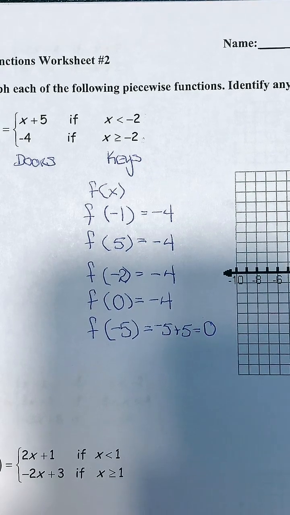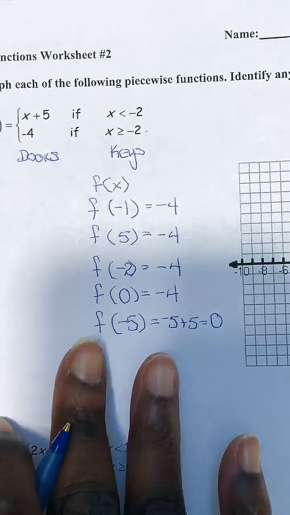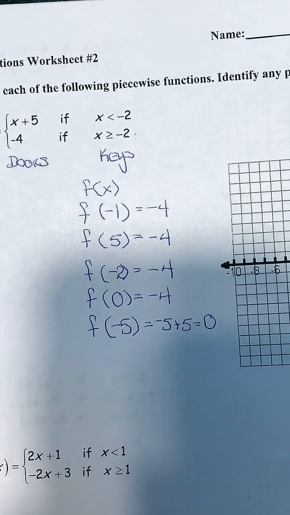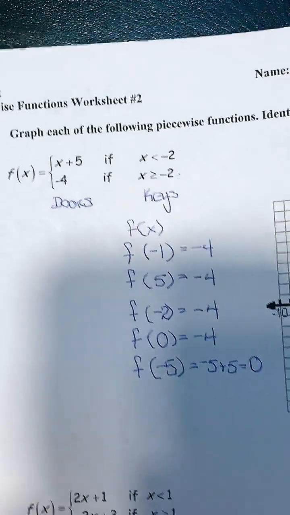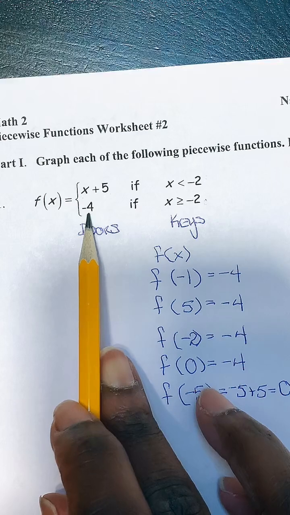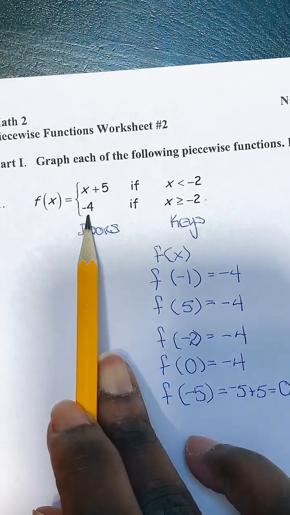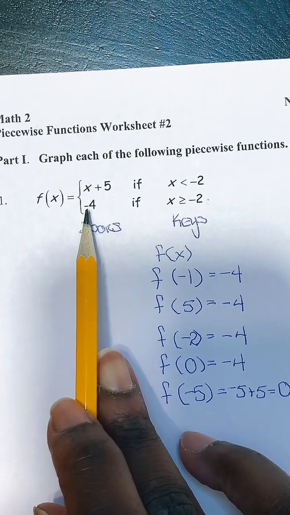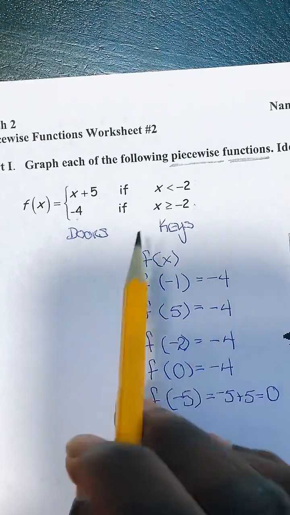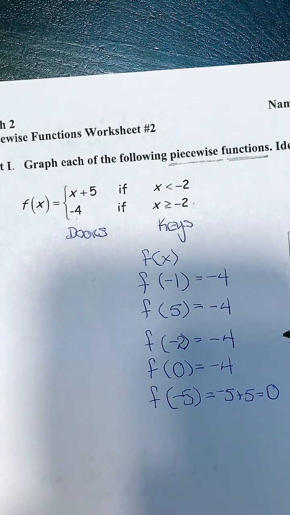All right, so with that being said, if you were to graph this, here is my suggestion. I would use pencil until you get used to the whole process. This is just me. Since we have two inequalities, this is going to give us a line, and this is also going to give us a line. So these are two lines, but we don't want the whole entire line. That's why they call it a piecewise function, because you're only graphing part of the line.